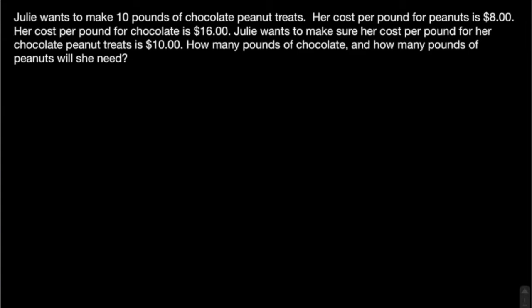It's easy to get bogged down by word problems like this, but they're quite simple if you know the trick. The first trick is to think about the physical situation that's going on. Physically, Julie's taking chocolate, she's taking peanuts, and she's making chocolate peanut treats. If we wanted to express that in terms of weight, we have an unknown amount of chocolate plus an unknown amount of peanuts equaling 10 pounds. I usually refer to this as the weight equation. It expresses what is physically happening.